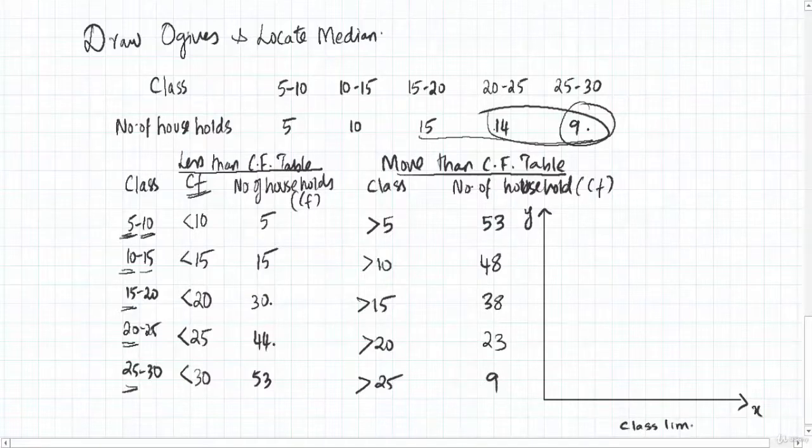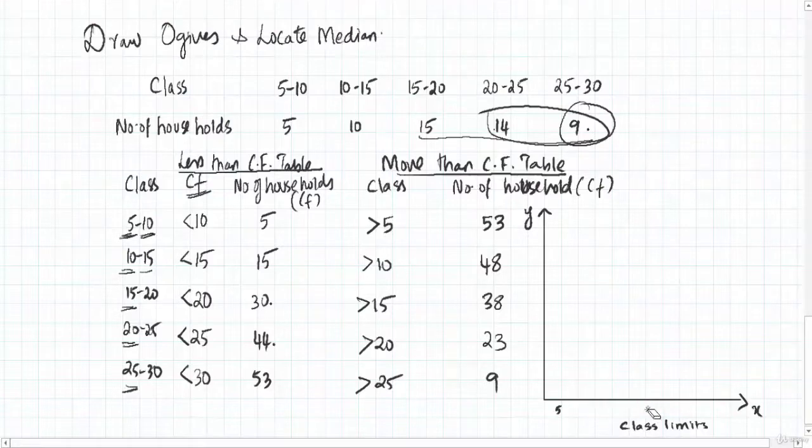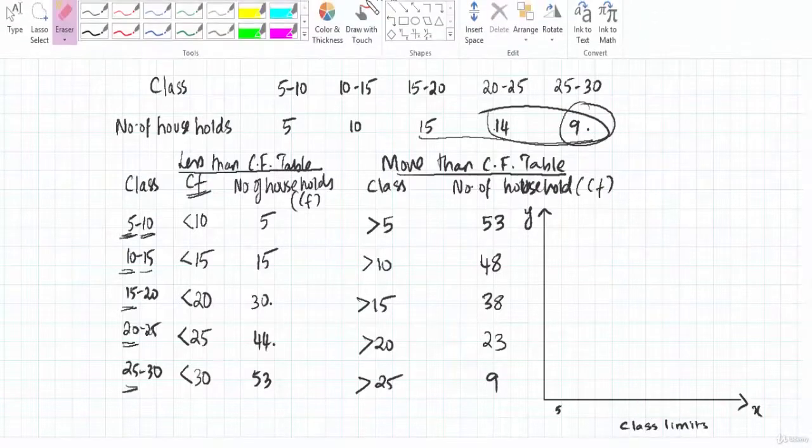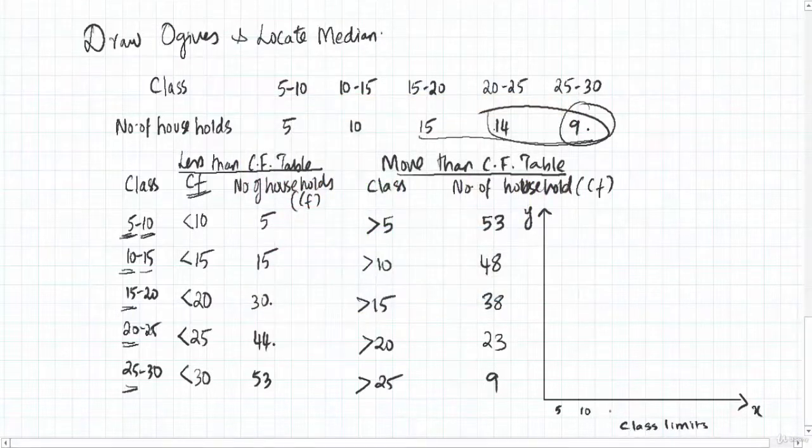So what are our class limits? Our class limits range from 5 to 30. So we can write 5, 10, 15, 20, 25, 30. It is too short. Let me make it even a little broader. So I am changing that. So it is 5, 10, 15, 20, 25 and 30, and this should be fine.